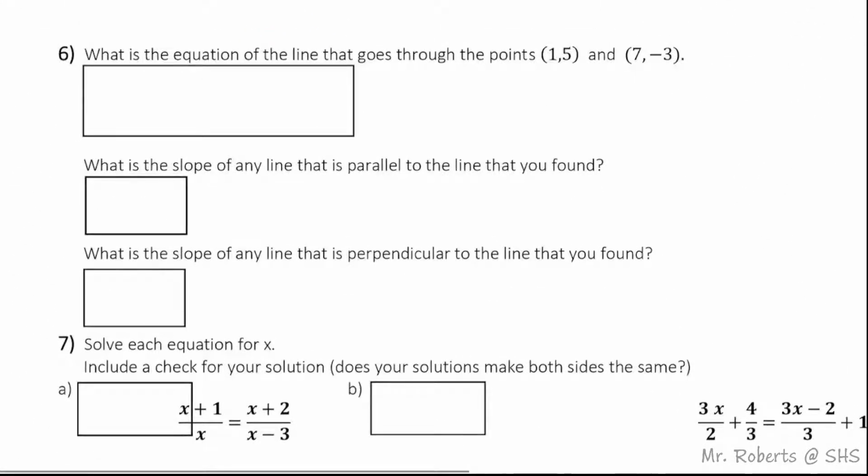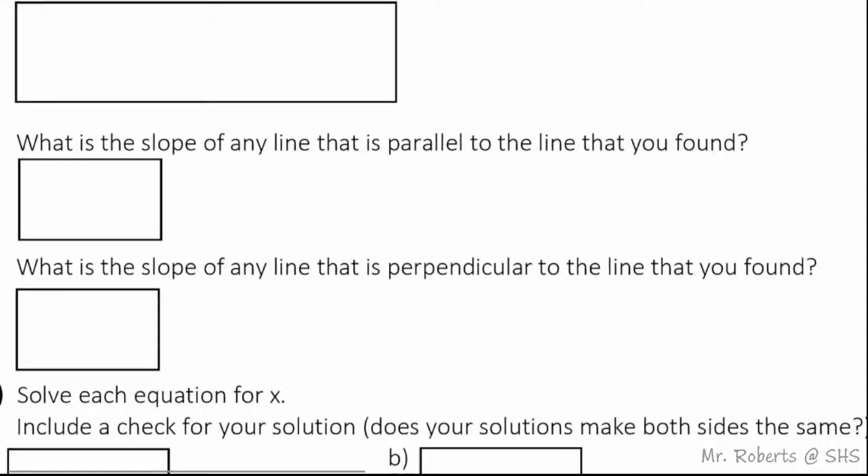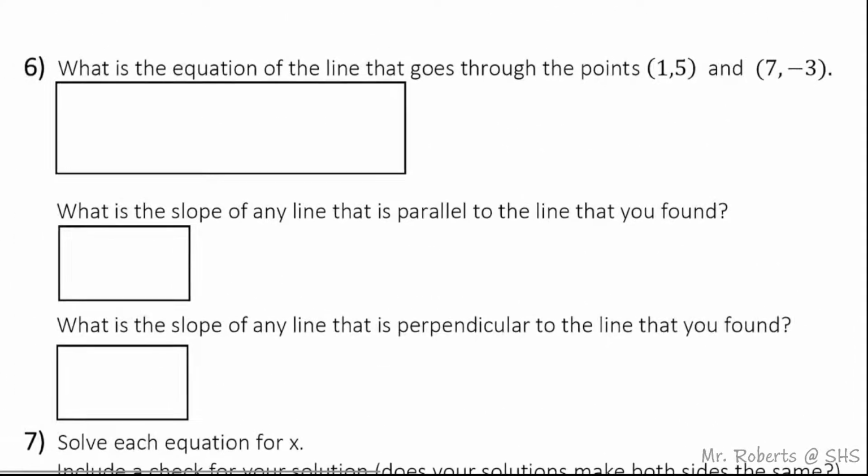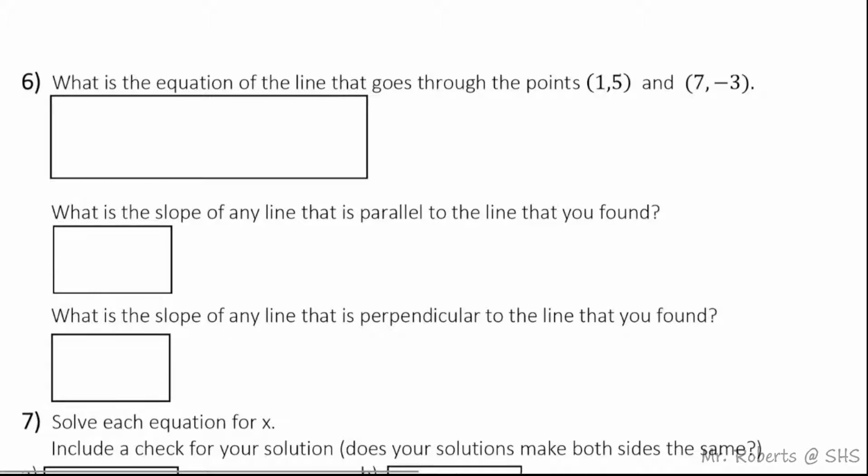Right below that, it says, what is the equation of the line that goes through the points (1, 5) and (7, -3)? Okay, I can do that, I think. I'm going to begin by finding the slope of this line. I'm not going to be too lazy, but I'll take the 5 and I will subtract a negative 3. So you can see I'm going from my first point to the second, right? It's important to keep this consistent.